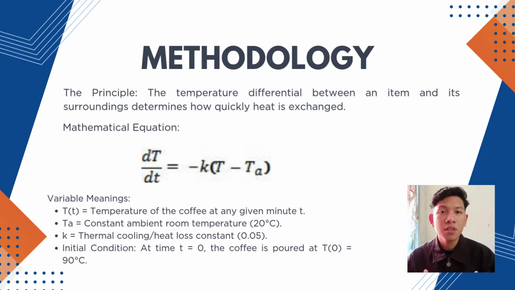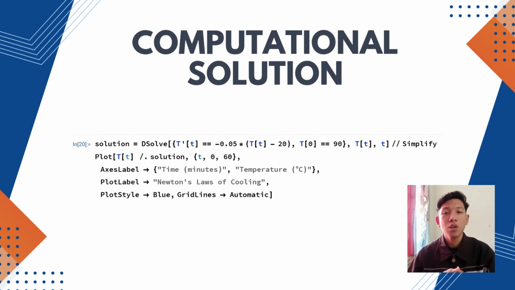T_A is the constant ambient room temperature of 20 degrees Celsius, and k is the thermal cooling or heat loss constant, which is 0.05. The initial condition is that at t equals 0, the coffee is at 90 degrees Celsius. Now, let's look at the core highlight of this presentation.